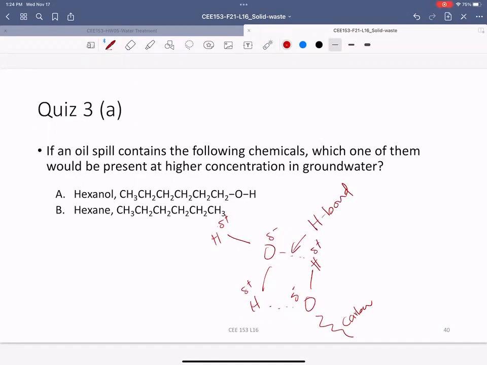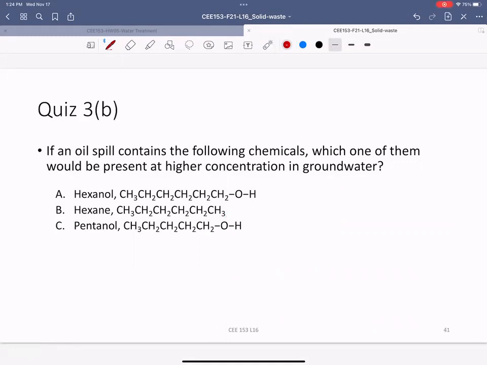They will also interact with the OH bond from each other. So that makes it easily soluble in water. That also makes them interact with each other, not escape into the atmosphere. So the answer is this, because it has the functional group that makes it water soluble.